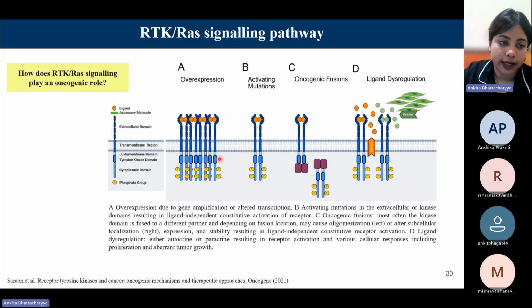I hope you were able to understand it. I have introduced a couple of new concepts, so it may be confusing, but I hope you understood most of it. So overexpression, activating mutations, oncogenic fusions, ligand dysregulation are the most common ways in which any signaling pathway can go wrong. But in the context of RTKs, this is very, very relevant because they are cell surface receptor proteins, and therefore they are receiving the signal from outside, and therefore their regulation is a lot more crucial.